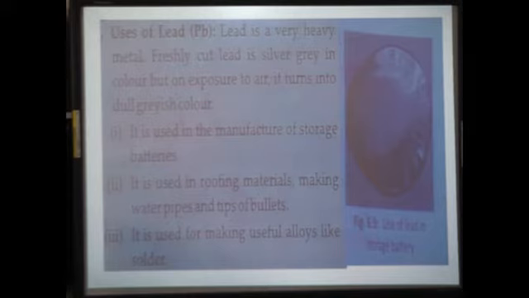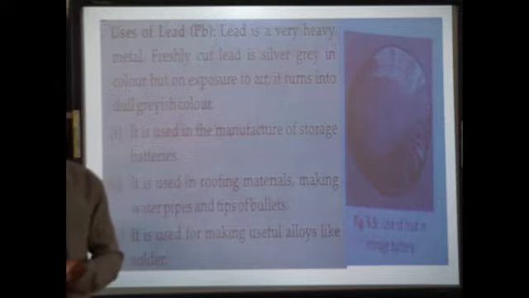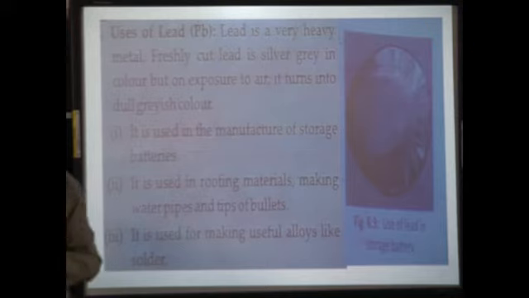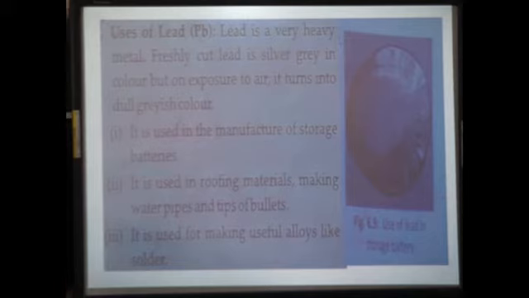It is used in the manufacture of storage batteries. The dry cell that we use is not a storage battery; that is a use-and-throw kind of battery, not rechargeable. Storage batteries are rechargeable batteries. The batteries we use in our cars and in inverters are storage batteries, and they can be recharged.